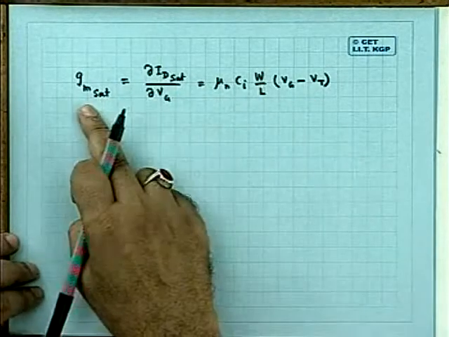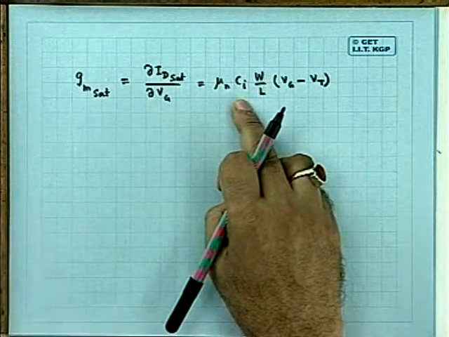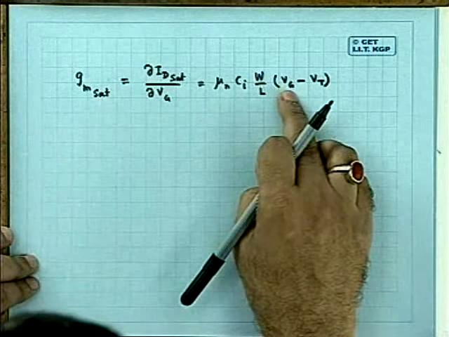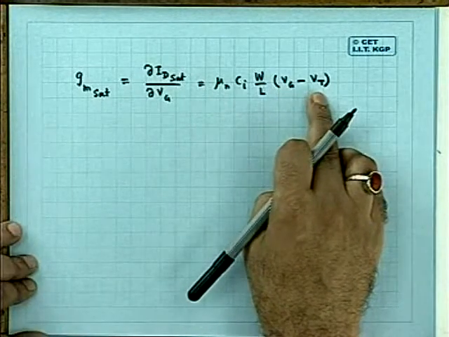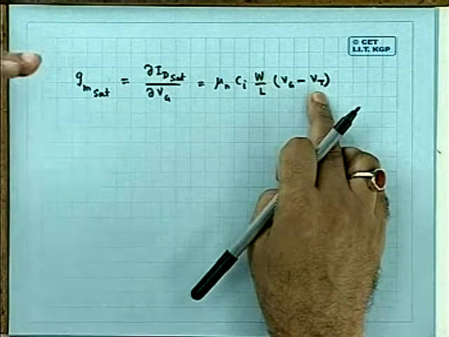And here also you know that this is very much dependent on W by L, mu n and Ci, in the same way as the linear region. But then GM sat is directly proportional to VG minus VT. The higher the gate voltage, the more sensitive the device will be. You can get a higher gain.